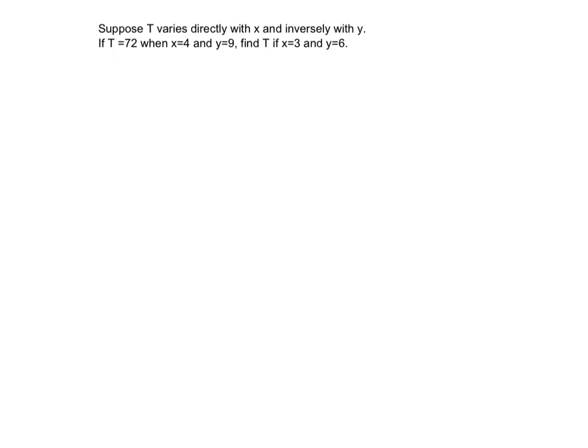So read this problem. This is the way a typical problem involving variation appears. We're told that T varies directly with X and inversely with Y, and we're given information that T is 72 when X is 4 and Y is 9. But then we want to find T if X is 3 and Y is 6. So we begin by translating that first statement. T varies directly with X and inversely with Y.